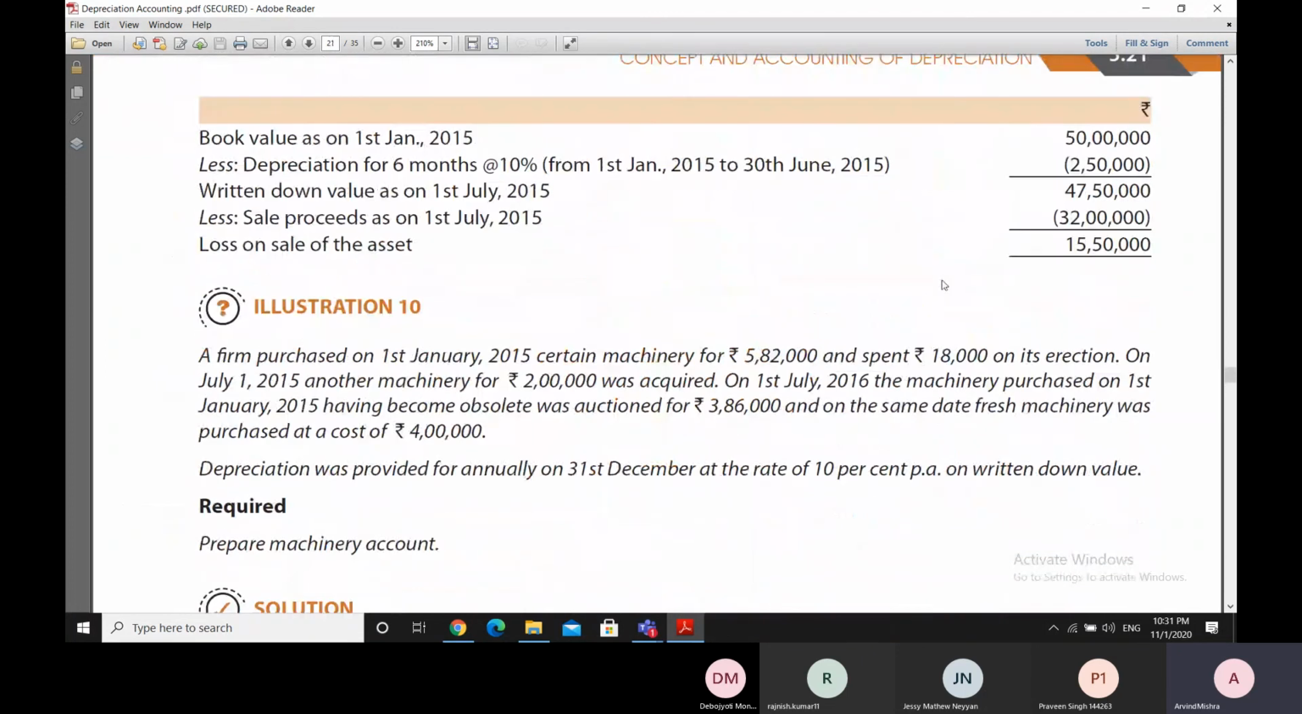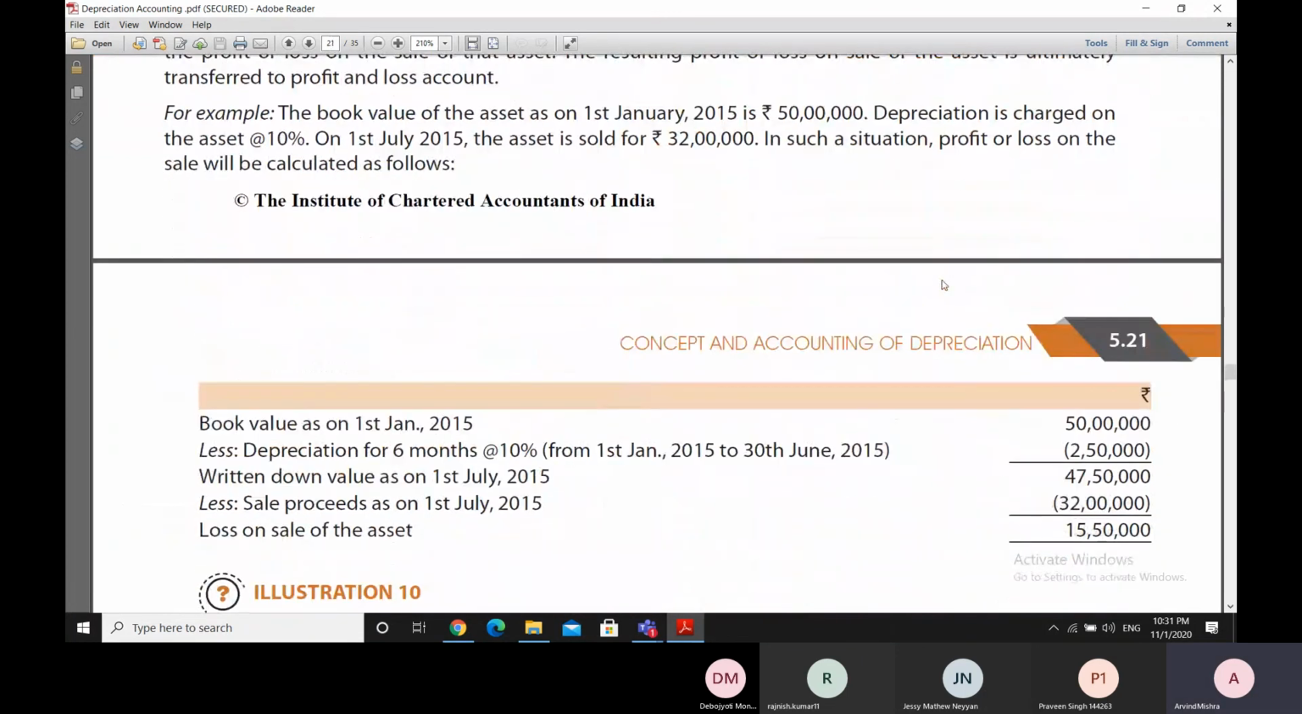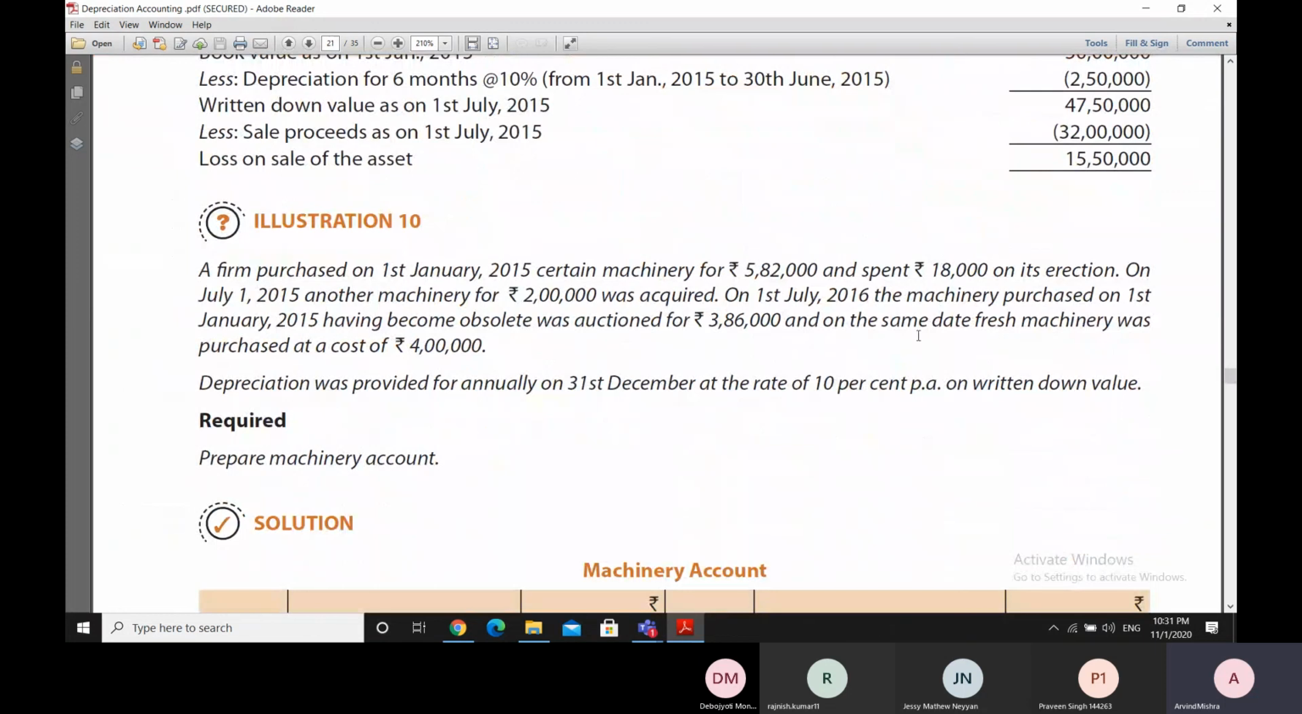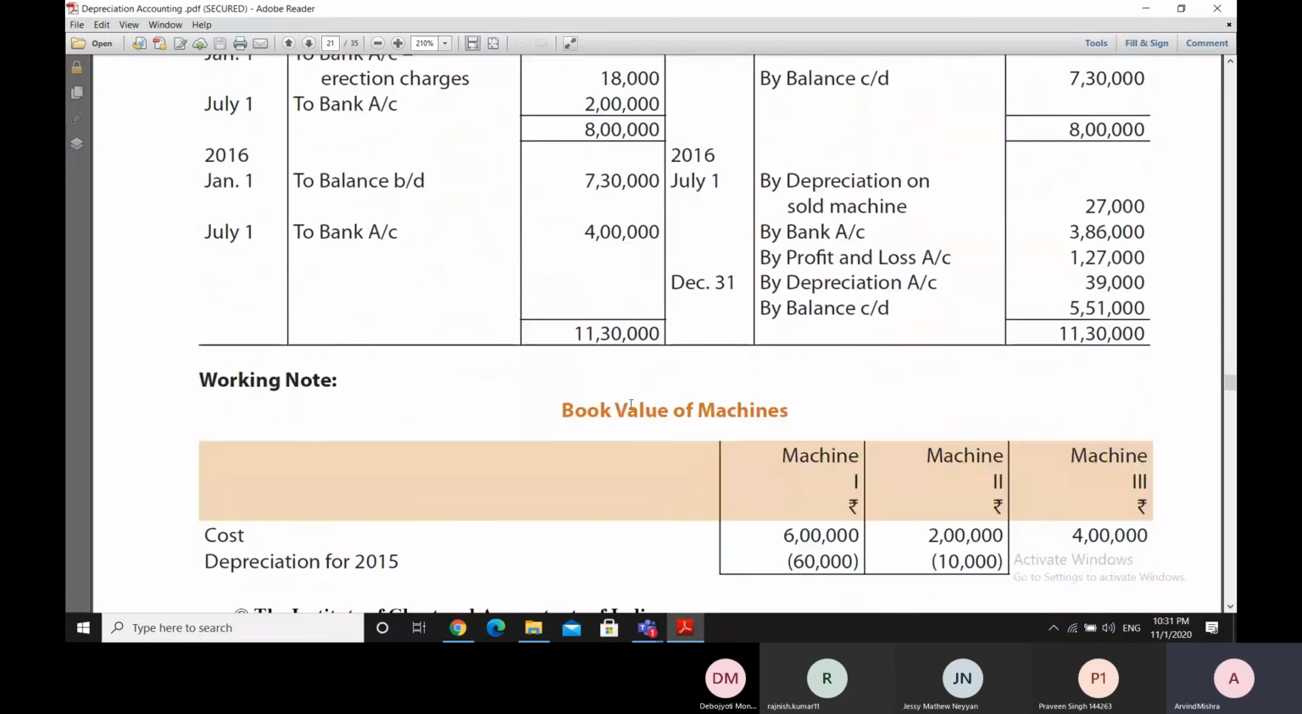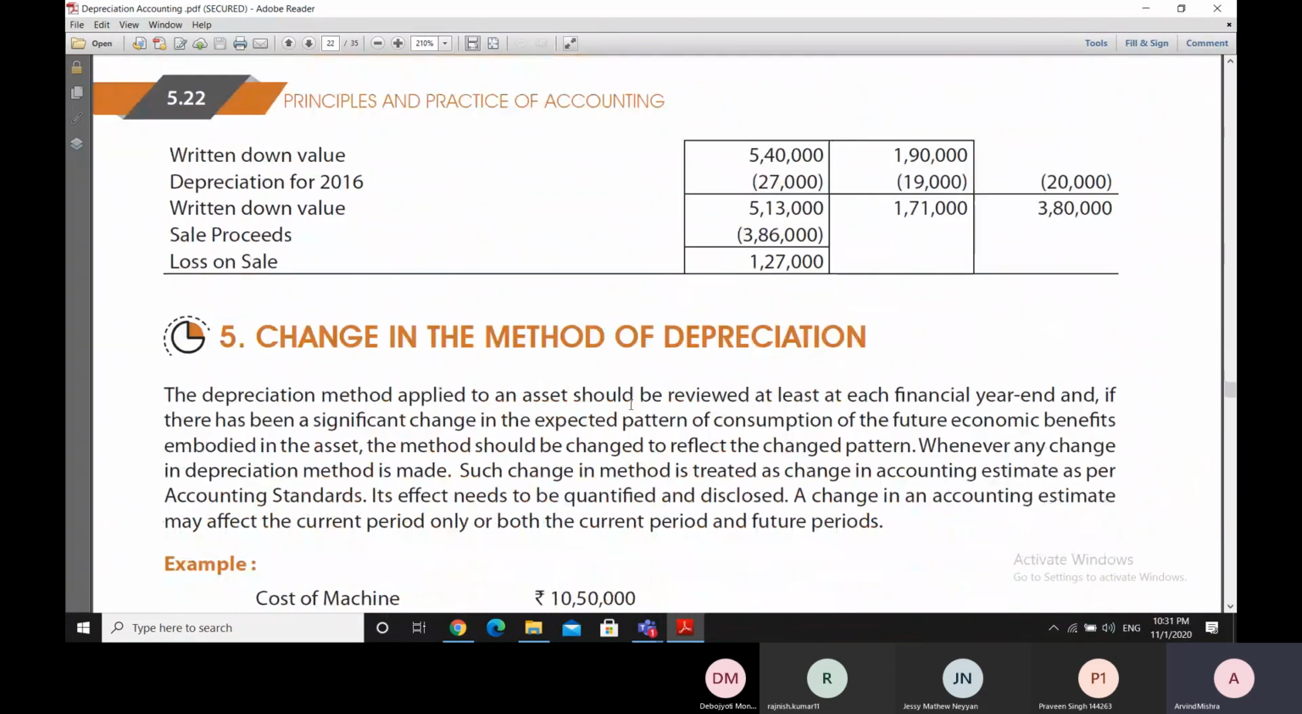In this case, the method where depreciation is being allowed at the rate of 10% on the written down value. So here the written down value method has been used to calculate depreciation, but the new machineries are being acquired and sold off, and therefore we have to calculate the depreciation carefully in such cases.